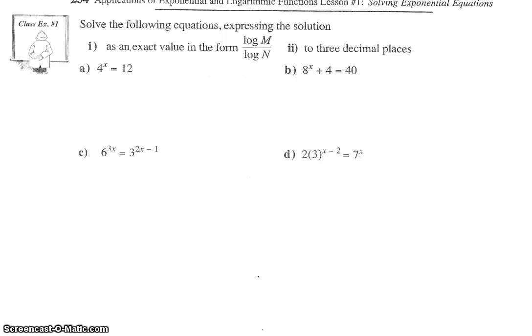Okay, solve the following equations, expressing the solution as an exact value, so no calculators there, in the form log m divided by log n. And then, second part, 3 decimal places, so that's when we'll put it in the calculator. Okay, now A is very similar to what we just did, so why don't you guys try that one, pause your video, and we'll check back in a minute.